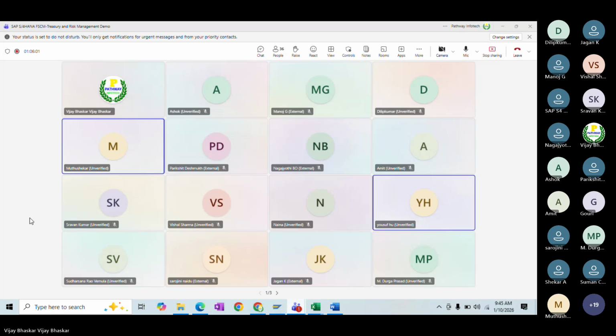Vijay, my one question is that as FSCM and TRM, you are covering these two things. From the standard point of view, how much are you covering, so that we will be able to interact with the client and have a discussion?